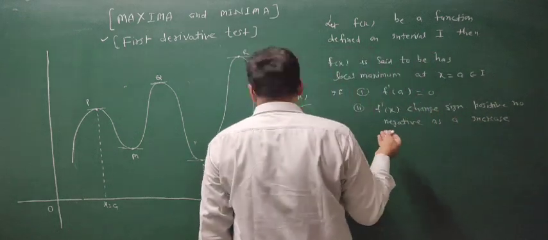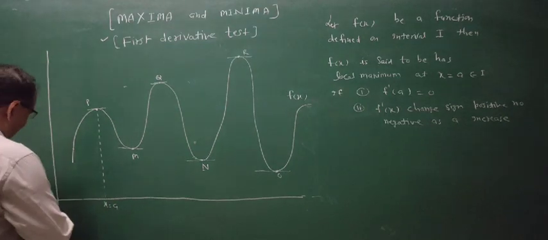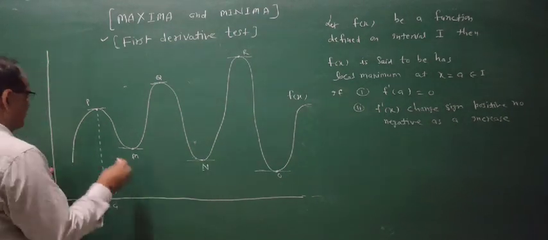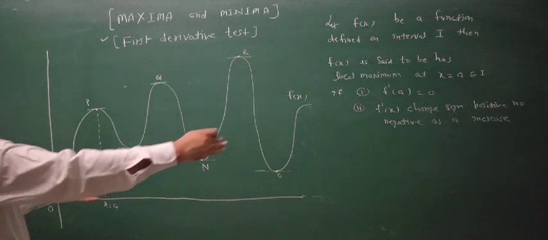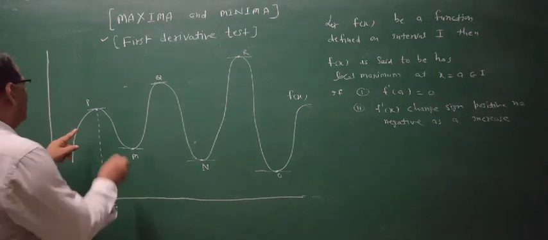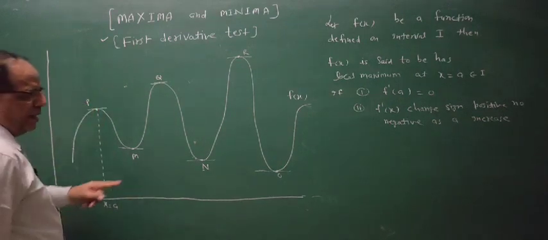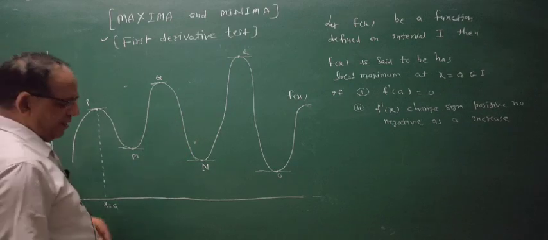Suppose that we are going to discuss the point x equal to a. So as per the positive x-axis, on the left hand side x will decrease, and on the right hand side x will increase. So there are two conditions. f dash a should be equal to 0, and f dash x changes sign from positive to negative as x increases.